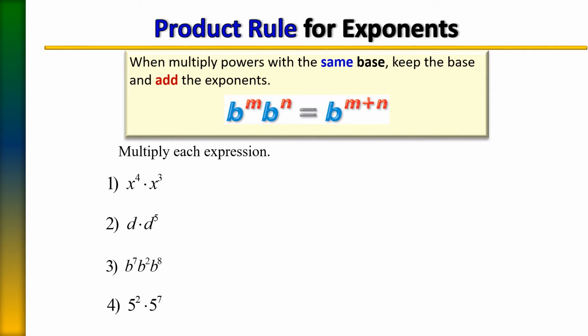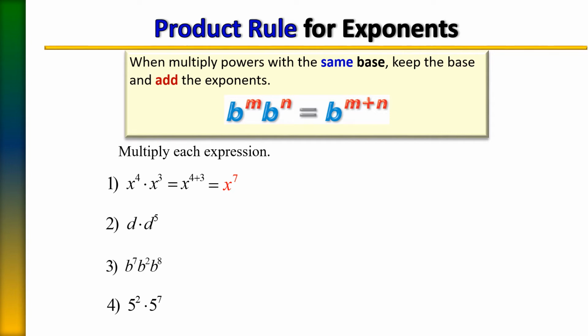Example 1. Notice you have x raised to the 4th power times x raised to the 3rd power. The base is the same, the base is x. So we're going to keep that x, and then we're going to add their exponents of 4 plus 3, which is going to give us an answer of x to the 7th power.